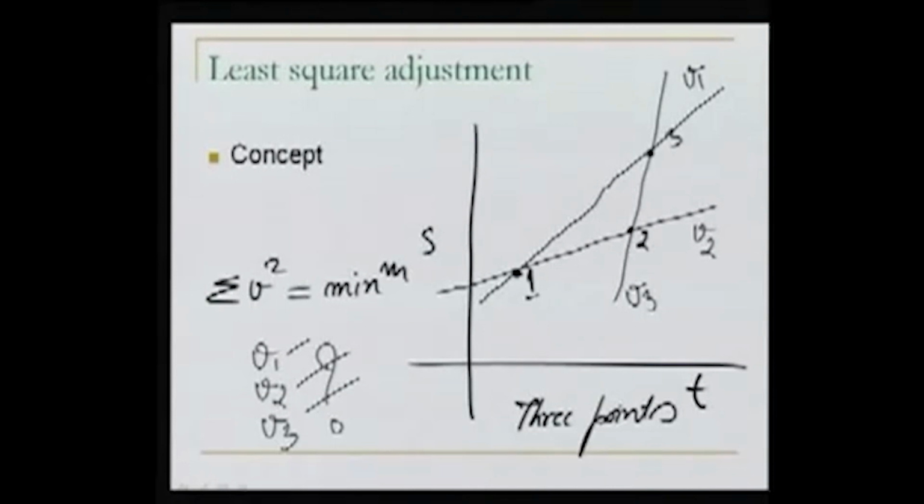Isn't it? I can have the 3 values. I have the 3 lines fitted to these points. Which one is the more correct value? We can't say anything about that. Which one? Is this V1, V2 or V3?